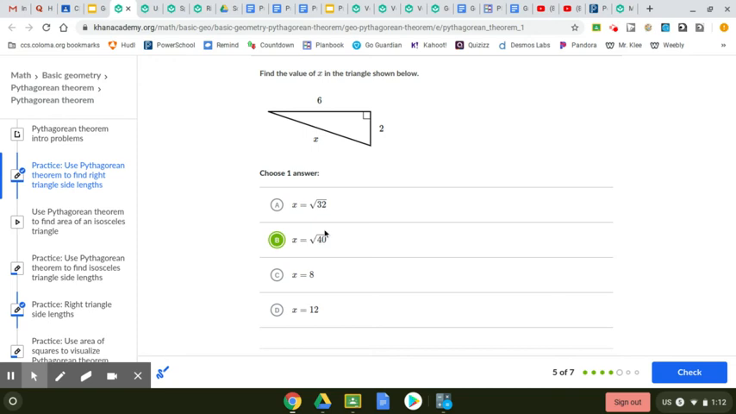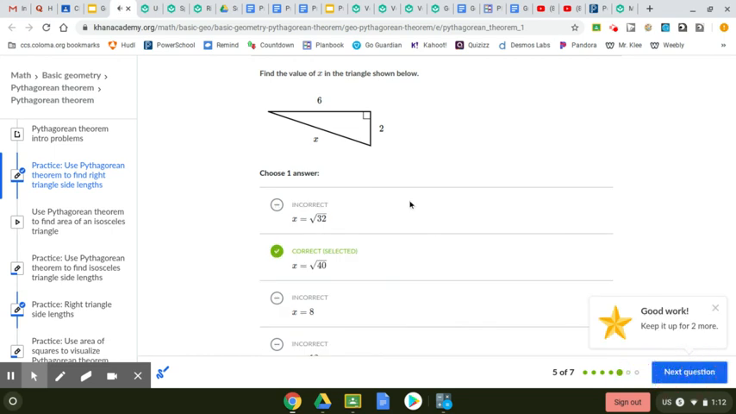So the only answer choice that is reasonable, square root of 32 would be smaller. It would be 5 point something. 8 would be too big because 6 plus 2 is not even bigger than 8, and 12 also would be too big. So square root of 40 is the only answer even close, in the right ballpark.